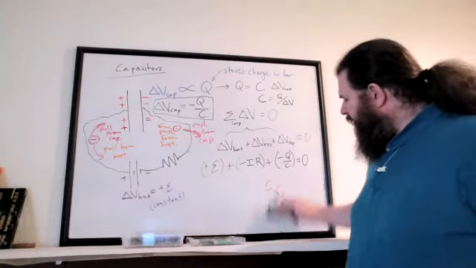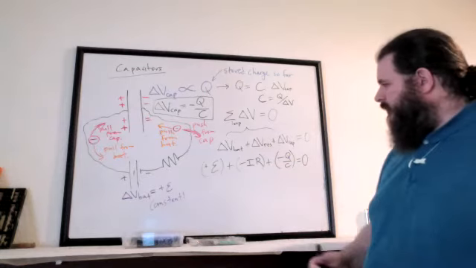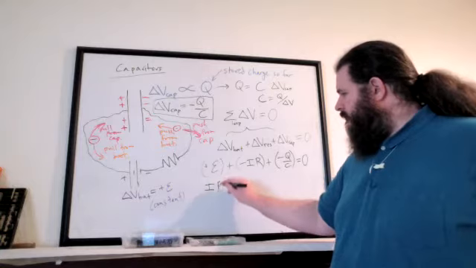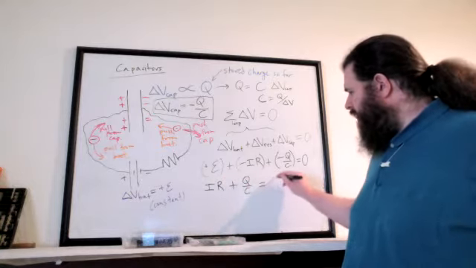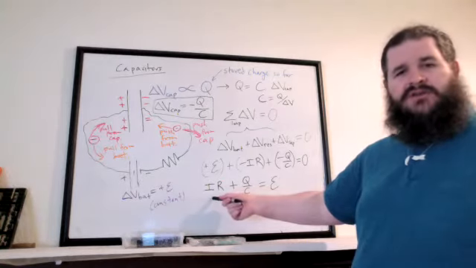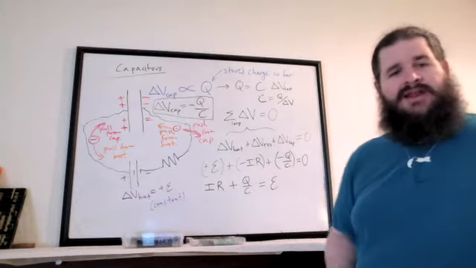And a very convenient way of writing this, now that we've got this loop rule, is to add the negative terms to both sides. So we get IR plus Q over C equals epsilon. That is the voltage that the resistor uses plus the voltage that the capacitor uses adds up to the voltage available from the battery.